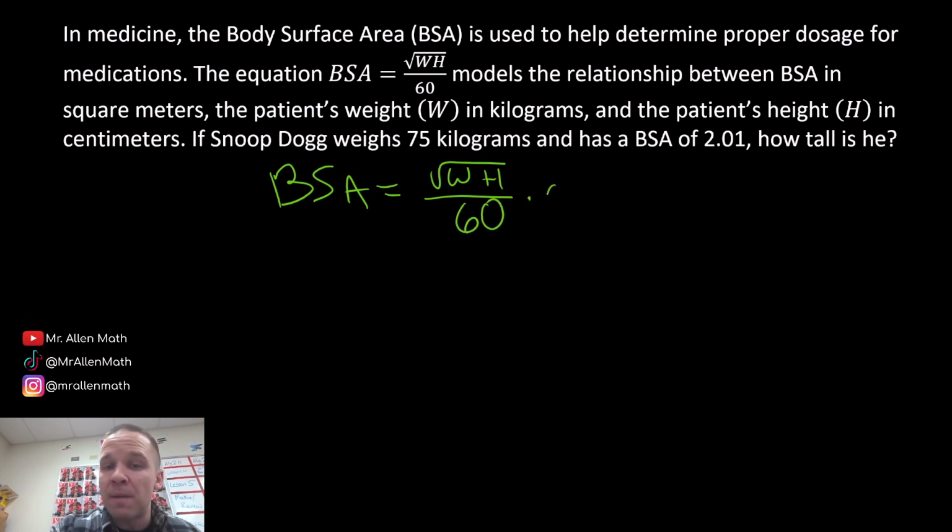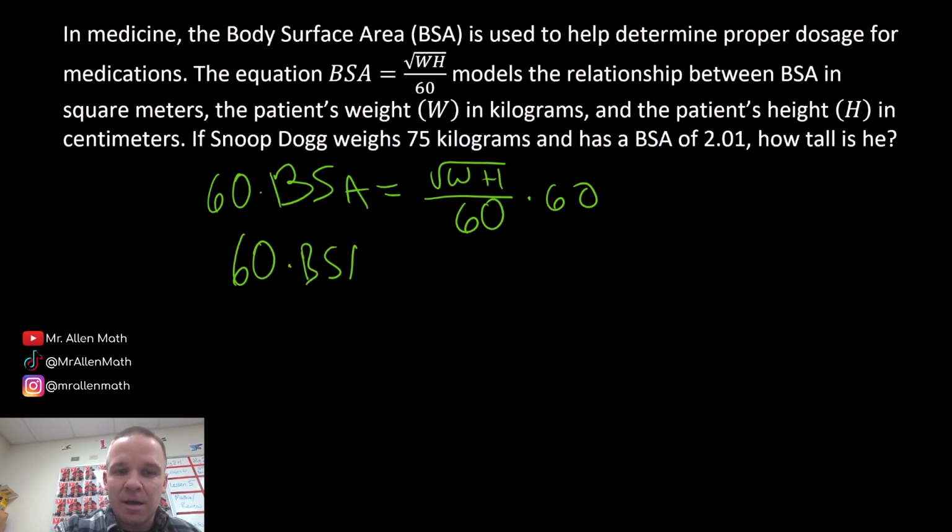Now I'm going to multiply by 60 on both sides. I want to get that fraction out of there. I'm going to have 60 times the BSA. I'll leave that as BSA, even though it's not three variables, it's just one whole thing, equals the square root of WH.